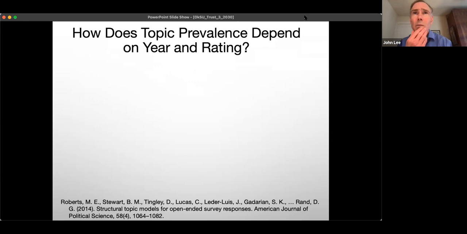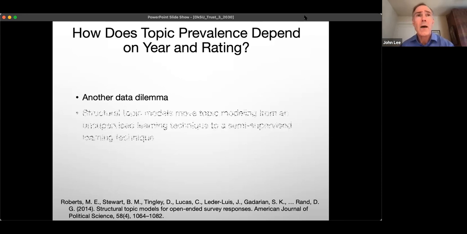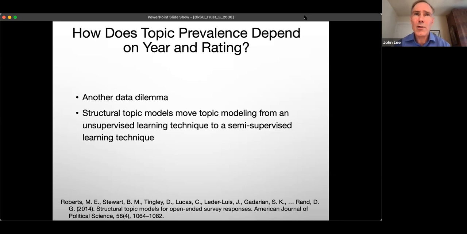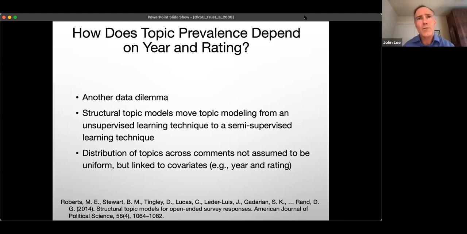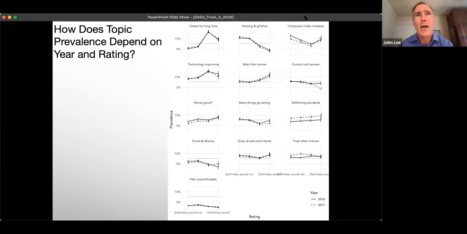You can also look at the prevalence of these topics and how it depends on the year and the rating. And so this is another data dilemma. So topic modeling tends to just give you that unsupervised machine learning view of how the documents and terms cluster. But you can also use this technique called structural topic modeling, a little newer technique that models how the topics are distributed according to covariates. So how the distribution of topics across comments is generally assumed to be uniform, but you can link it with structural topic modeling to covariates. And that's what we do here.